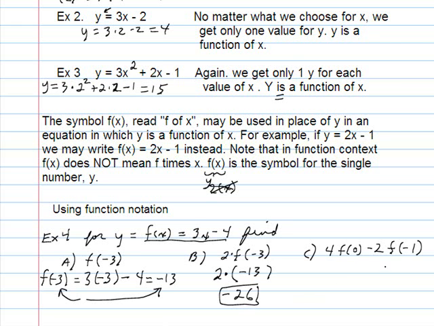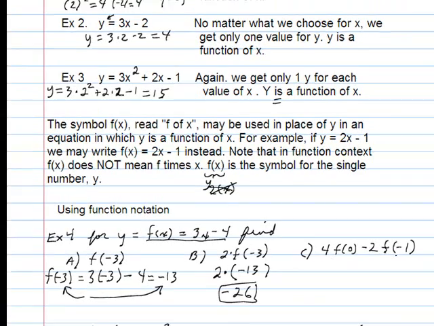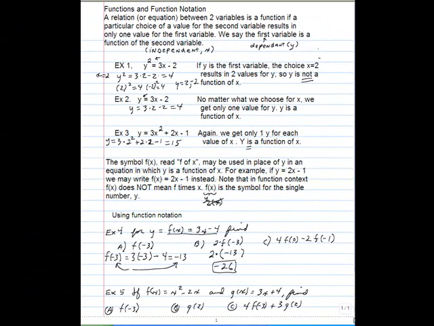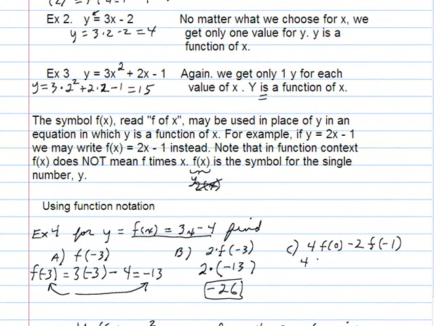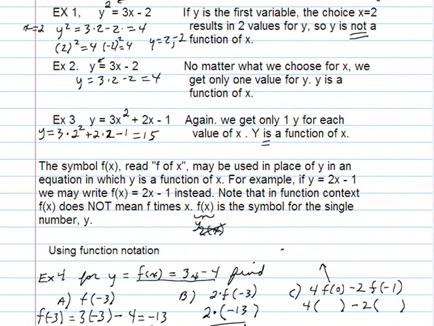Now in the next one, we're asked to evaluate 4 times f of 0 minus 2 times f of negative 1. We can't do that if we don't know what f of 0 and f of negative 1 are. So it's going to be 4 times something minus 2 times something, but we have to figure out what these things are. So let's first go to f of 0. I'm going to write f with empty holes. And if I put zeros in the empty holes, I get f of 0 is negative 4.